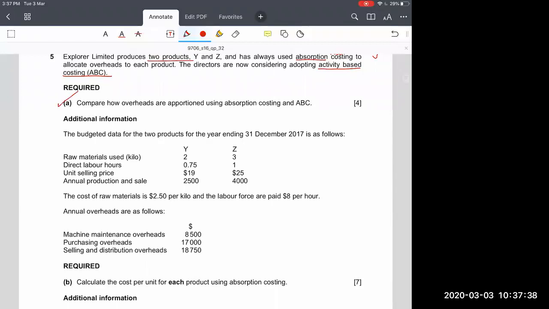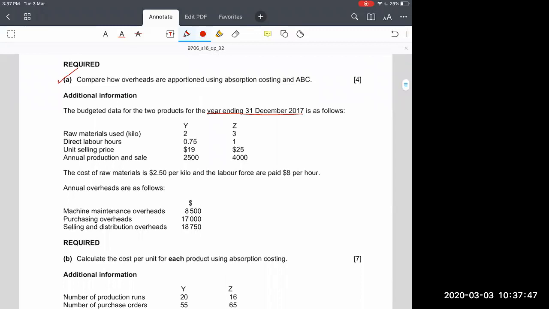The budgeted data for the two products for the year ending 31st December 2017 is given below. Raw material is obviously a direct cost. On product Y we use 2 kgs and on product Z we use 3 kgs. Direct labor hours are 0.75 hours, meaning 45 minutes, and 1 hour. Unit selling prices are 19 and 25. Production is 2500 and 4000. The cost of raw material is 2.5.